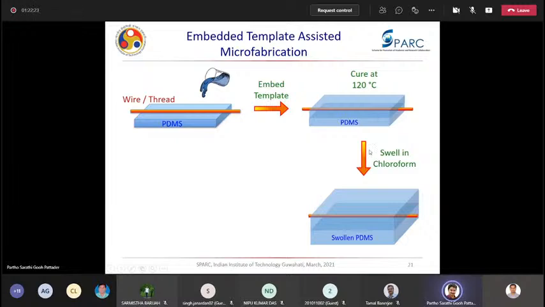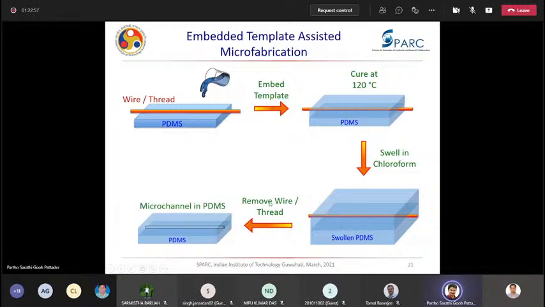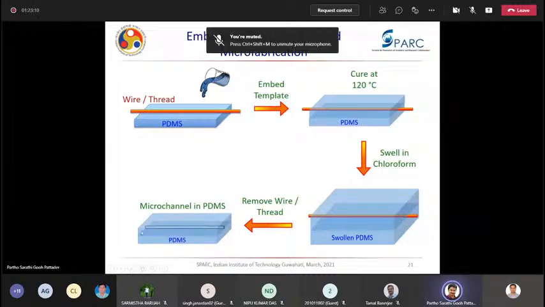Then, as I have told you, PDMS is soluble in some organic solvents, for example chloroform. Now both PDMS parts are hardened, so you just dip it into the chloroform and it will swell. As it is swollen, the wire can be easily removed because the pore size is a little bit enlarged. So you remove this thread or wire, whatever you have used, and you are left with a microchannel. After drying, the chloroform is removed and the PDMS comes back to its original shape, and you will have one microchannel inside.